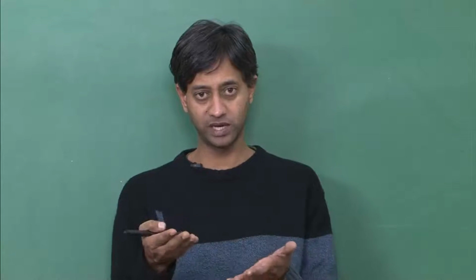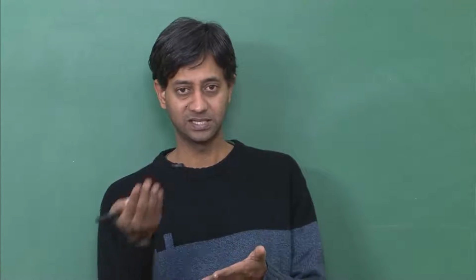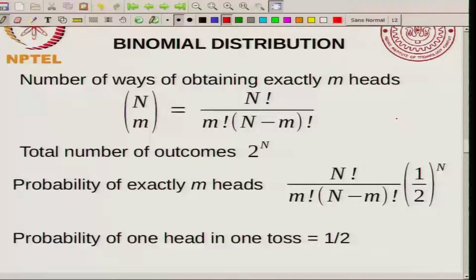So, you can get 2 heads, 2 tails, first one head and second one tails, or the second one head and the first one tails. So, there are exactly 4 possible outcomes. Similarly, if you toss it n times, there are 2 raised to n outcomes.